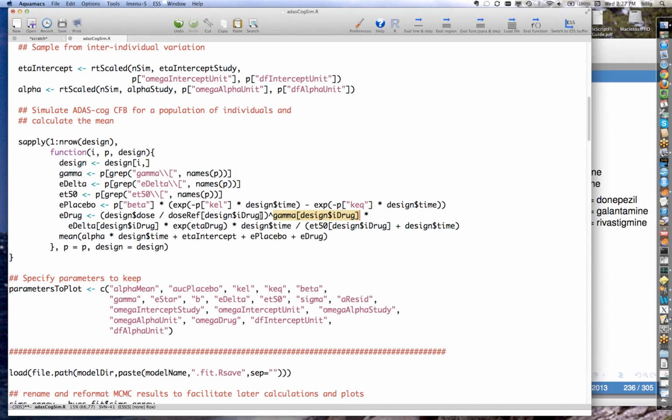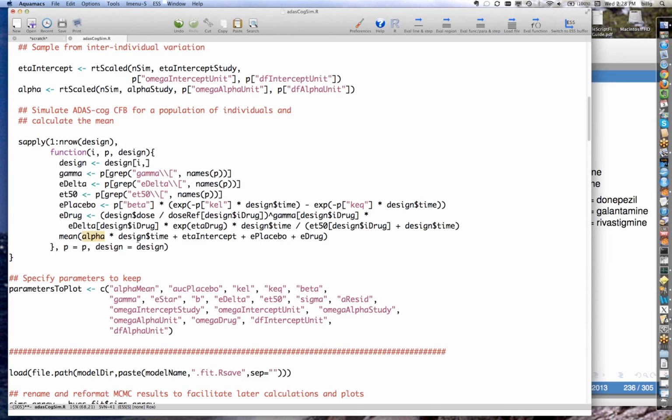Up to now, most of the calculations I've done have involved scalars. But notice in here, get eta drug, which is a vector of n sim values. Let's see, are there any others? No, I think that's the only thing in the e drug. So when it actually generates this e drug value here, e drug is going to become a vector of n sim values, whereas e placebo is just a scalar.